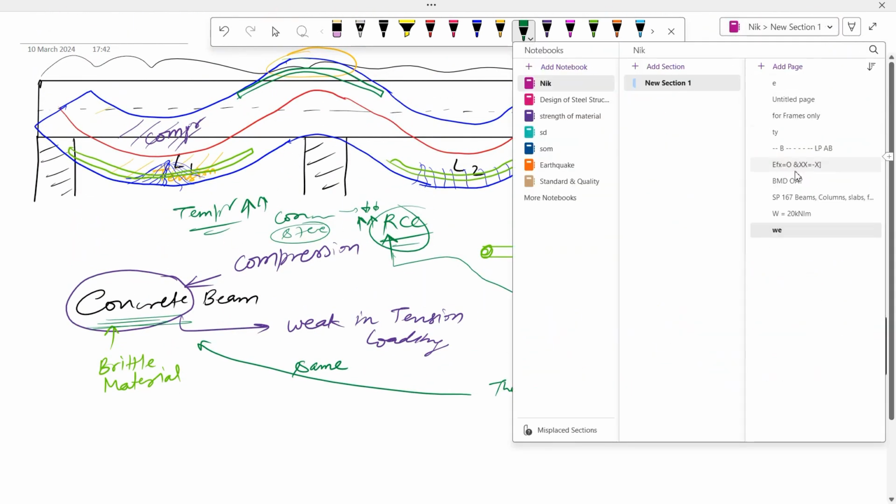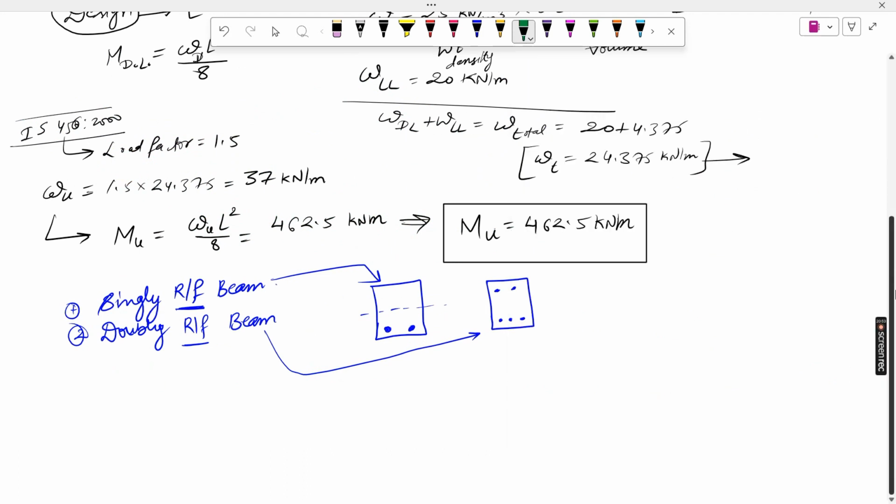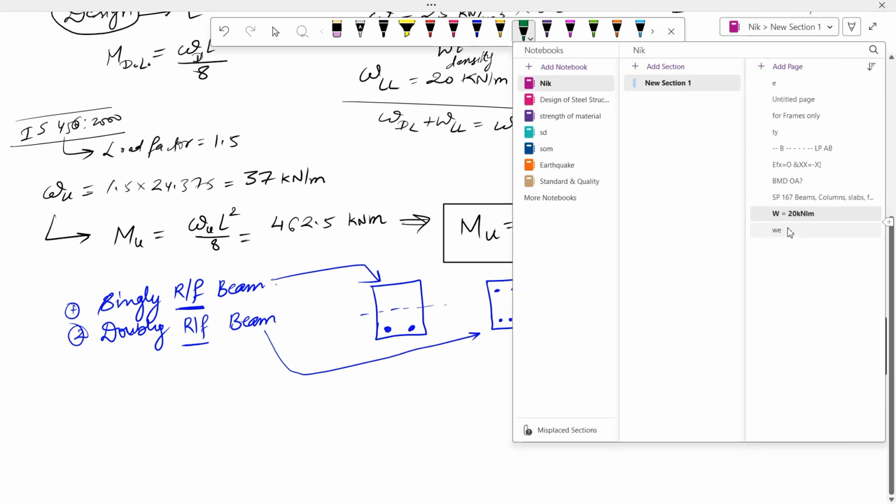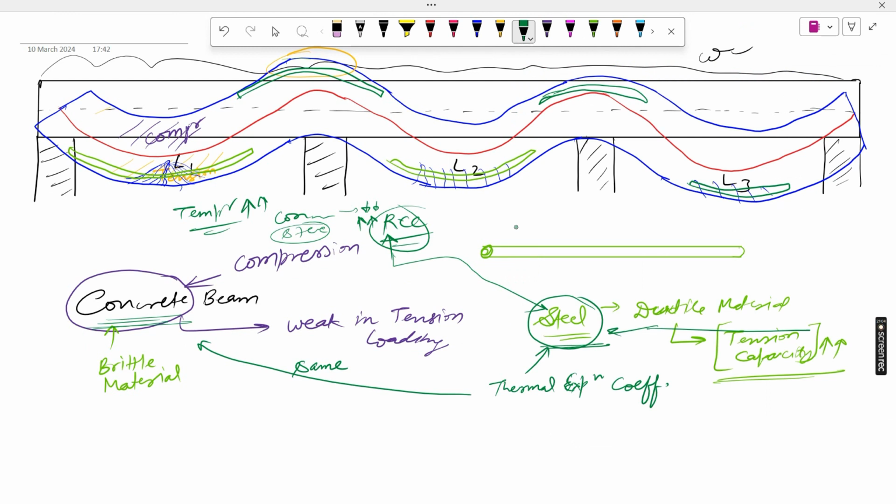So now we go to the design part. Here we have singly reinforced and doubly reinforced beams. What is the meaning of singly and doubly? I have drawn the singly reinforced beam. At this section there is only one-sided reinforcement, so this is called a singly reinforced beam. At the support section, the reinforcement is also on one side, above the neutral axis, so this is also called singly reinforced.